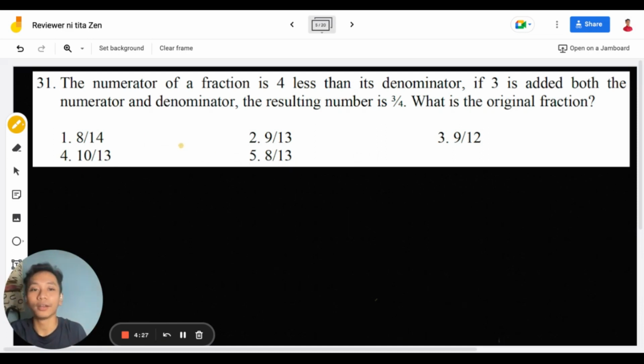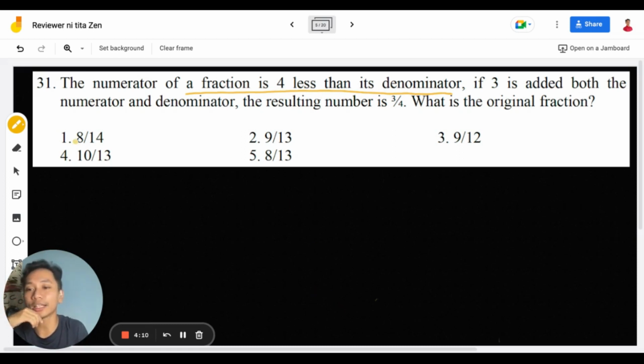So, breakdown natin ulit yung statement. Sabi dito, numerator ng fraction na hinahanap natin is 4 less than its denominator. Doon pa lang sa first part, baka may mahanap na tayong sagot. Dapat daw, yung fraction, numerator niya is 4 less than whatever it is that is in the denominator.